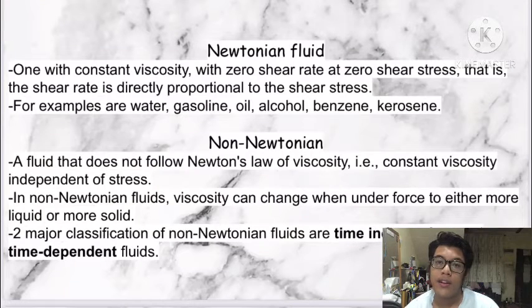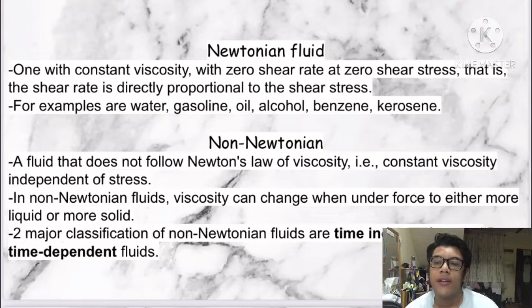So next, I will explain about the Newtonian and non-Newtonian fluids. The Newtonian fluid is one with constant viscosity, where the shear stress is directly proportional to the shear rate. For example, water, gasoline, oil, alcohol, benzene, and kerosene.